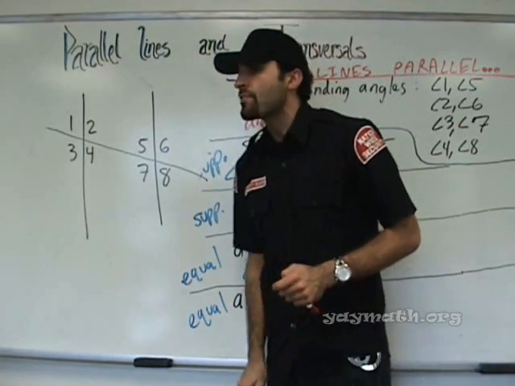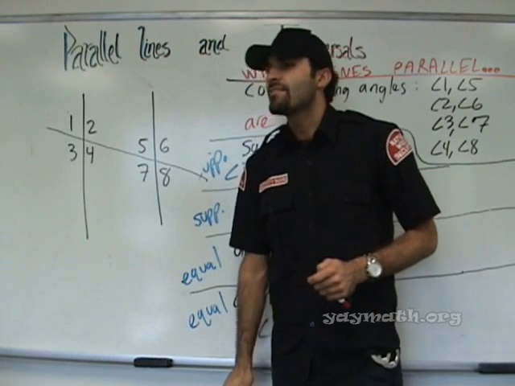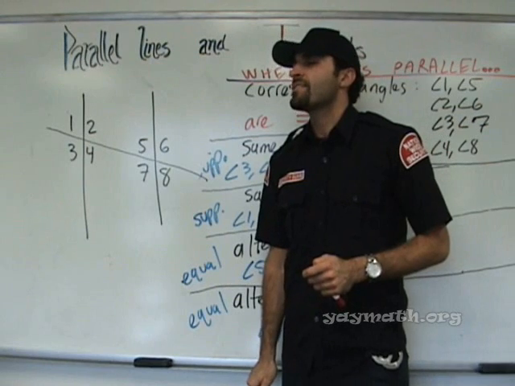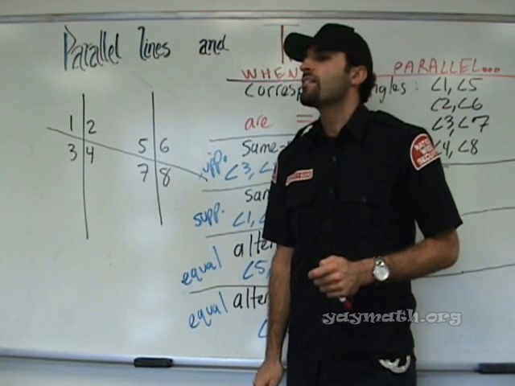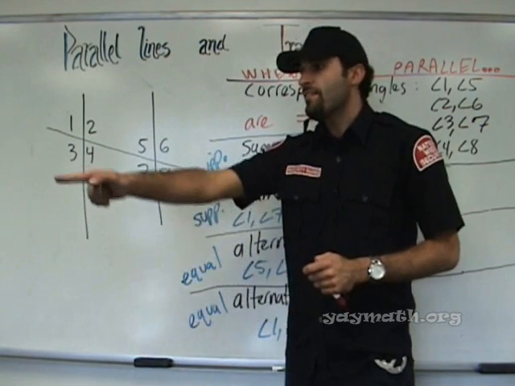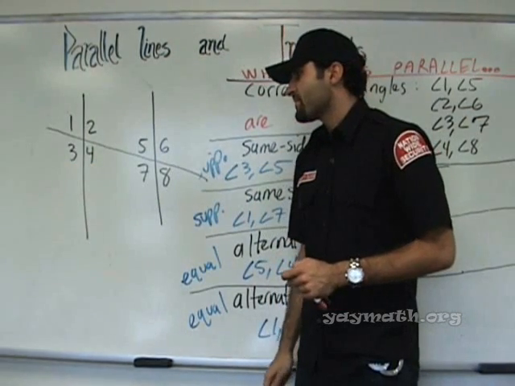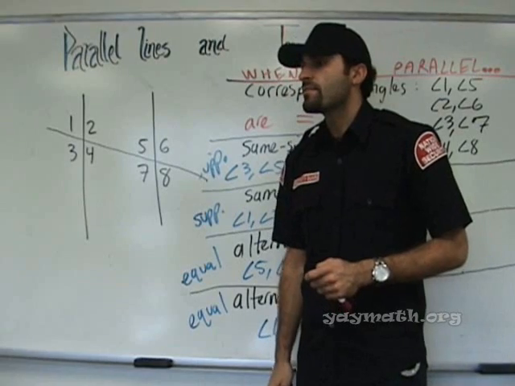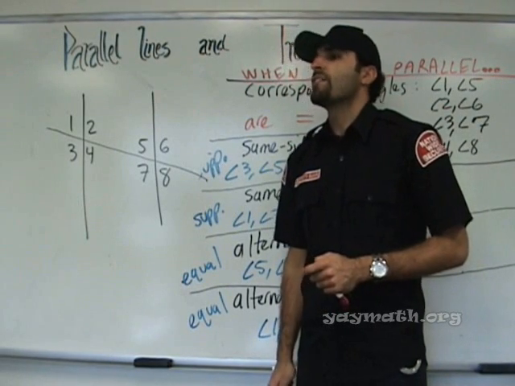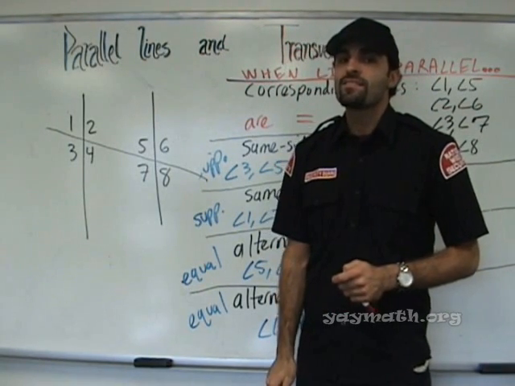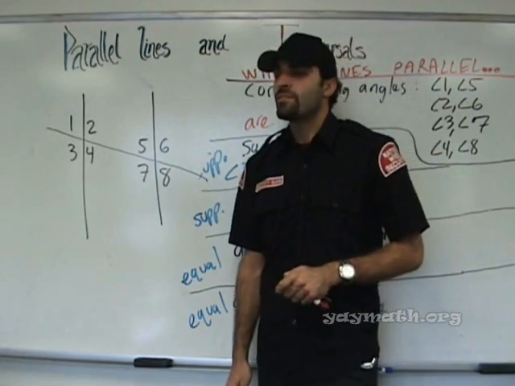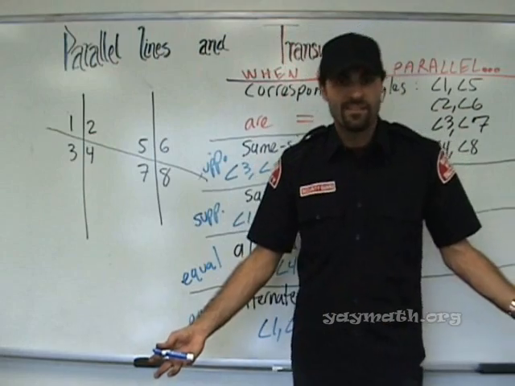4 and 5. Alternate interior. Very good. And thus they are equal. Nice. Ready? You're up. 8 and 1. Alternate exterior, and they are always equal. Alternate exterior angles are equal. Okay. You got it.